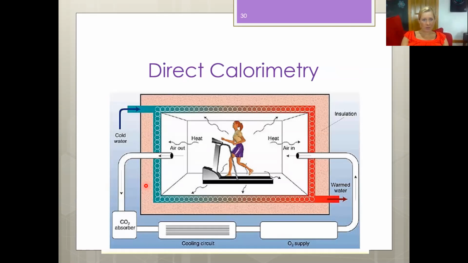Okay, so with direct calorimetry, notice that we've got this lady in this enclosed chamber. Essentially, we're going to have tubes of water surrounding the edge of the chamber, and we're going to look to see how that water is warmed as it travels around the outside of this chamber. So it's basically a process through which we measure the temperature change seen in this fluid as it moves around the edges of the chamber.